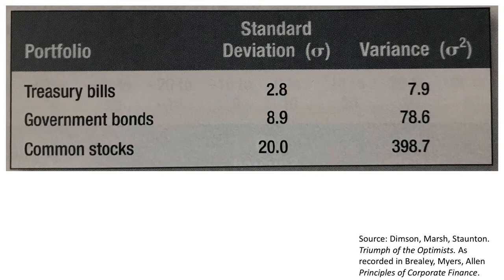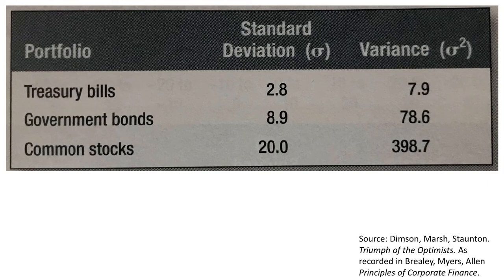Standard deviation and variance are a measure of the risk of these portfolios. Treasury bills had a standard deviation of 2.8%, government bonds a standard deviation of 8.9%, common stocks a standard deviation of 20%. Since we earned more return on government bonds than we did on bills and more on common stocks than bonds, you'd expect there to be more risk in bonds than bills and stocks than bonds, and you see it. Standard deviation, the measure of variability, is the measure of risk for each of these portfolios, and common stock is by far the riskiest of the portfolios.